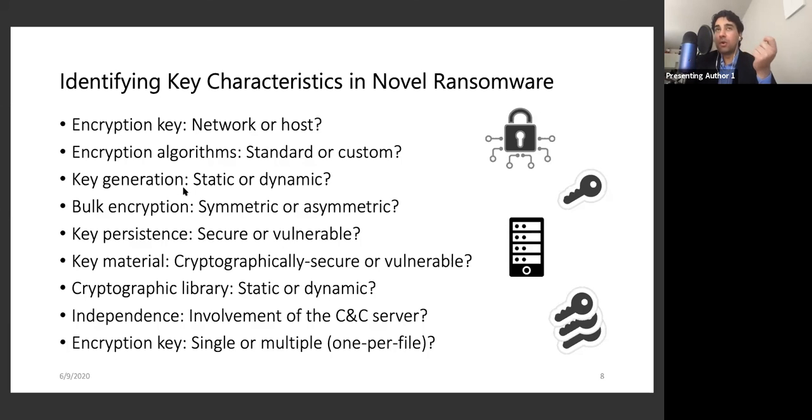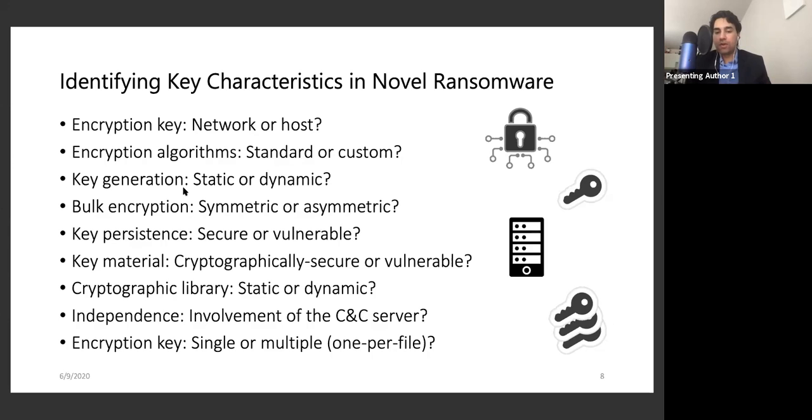And we've noticed, I believe it was Crypto Defense, which actually dropped its key very conveniently in the C drive after encryption. So experts just acquired it from there and provided a decryption tool to the victims that was able to decrypt the files. Then the key material, where is it getting derived from? Is it from a cryptographically secure source, or is it vulnerable? For example, I showed the system random being used.